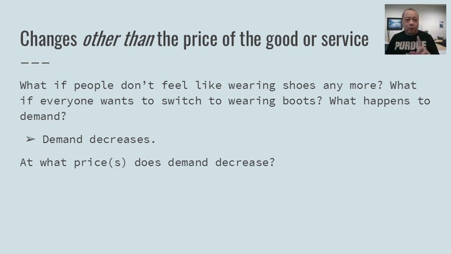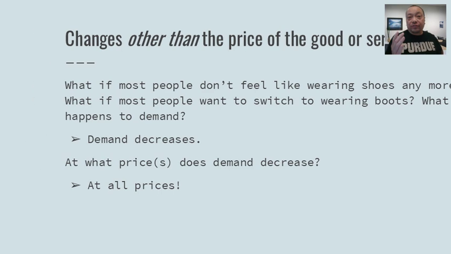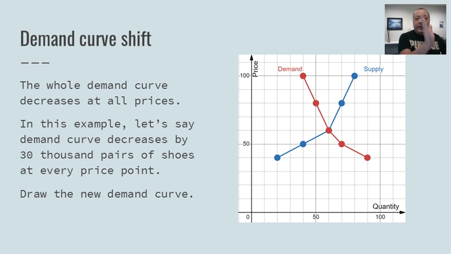This next question is important. There's a decrease in demand, but at which price? At which price does demand decrease? Do people buy fewer shoes at low prices, fewer shoes at high prices, fewer shoes at medium prices? The answer is at all price levels. Rich people, poor people, everyone moves away from shoes. What happens is called a demand curve shift. The whole demand curve decreases at all prices.